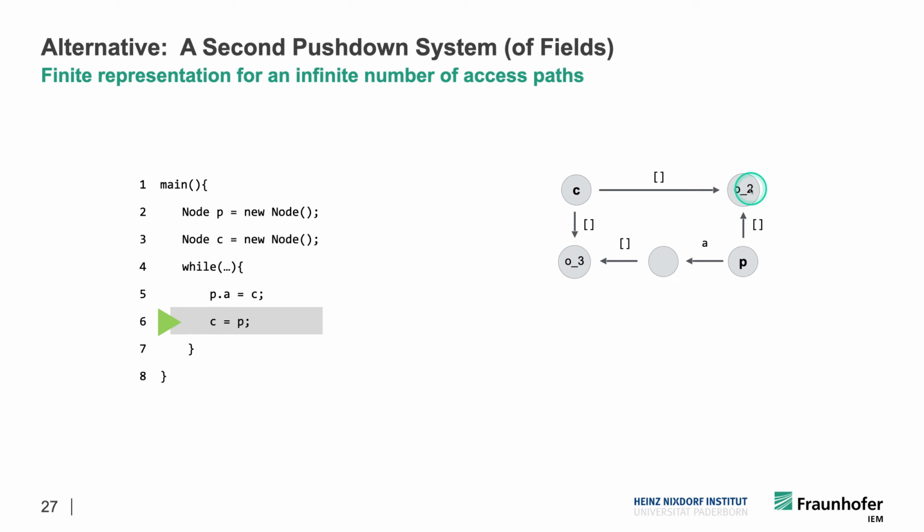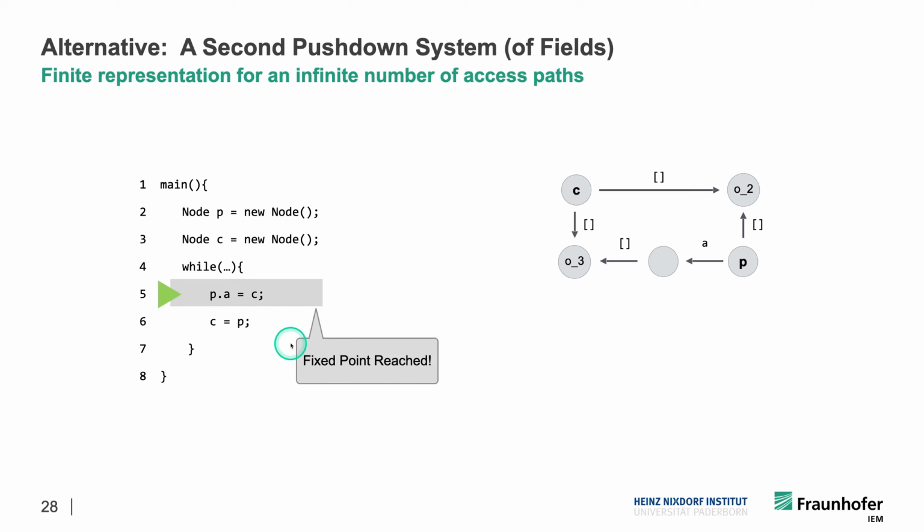And now the interesting thing comes, now we will wrap around the loop, right? And so when we wrap around the loop, you will see that this will cause us to actually reach a fixed point after the next step. So we will now process this particular statement here again. And now this is again saying P.A points to whatever C points to. But previously we have learned that due to this assignment, C can actually also point to O2. So this means that for P.A, we now also have an edge that leads to O2 here.